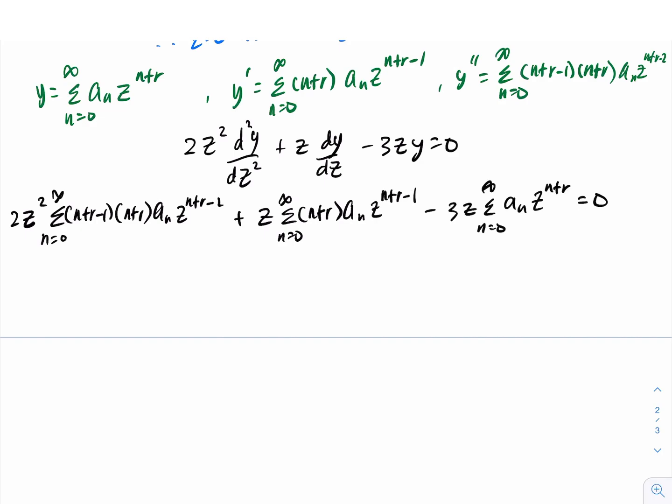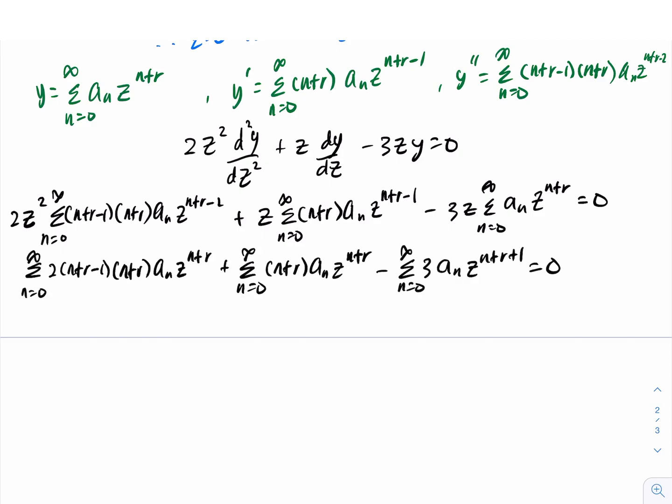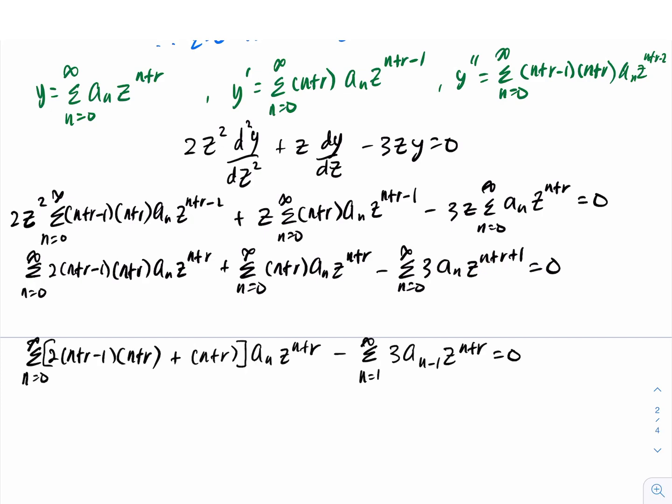After we substitute, we have to expand. Next, we have to equate z to the smallest power, which is z to the power of n plus r. So we have to shift this to be z^(n+r). So the change here is n equals 1, so we have to change every n to n minus 1.